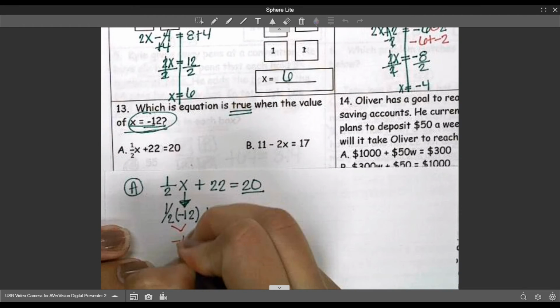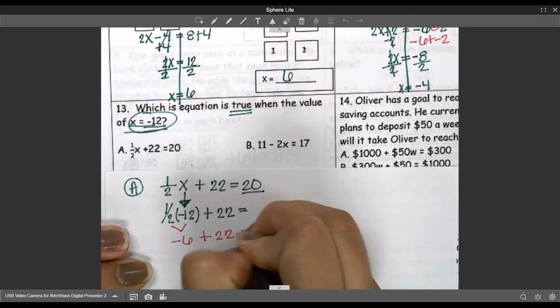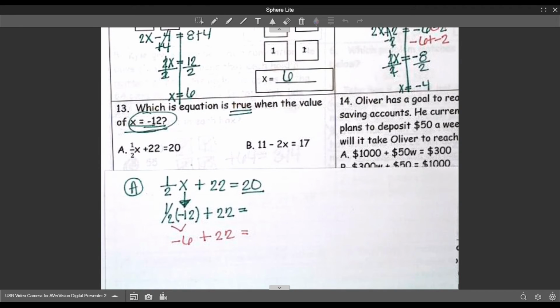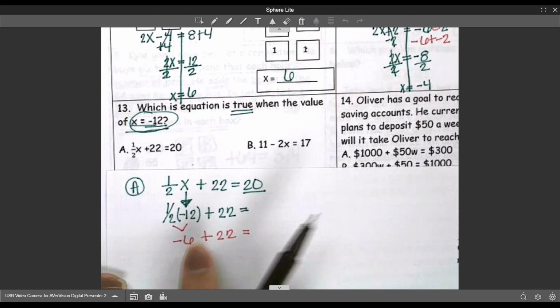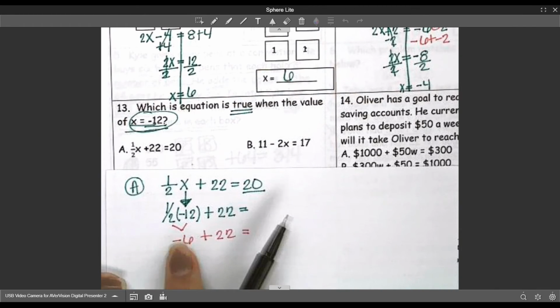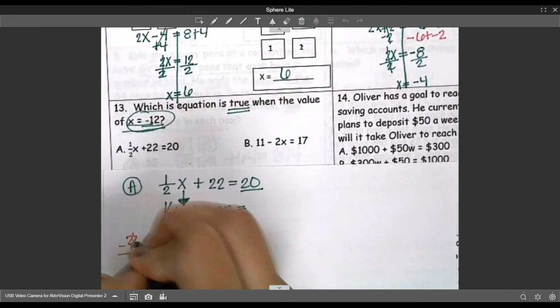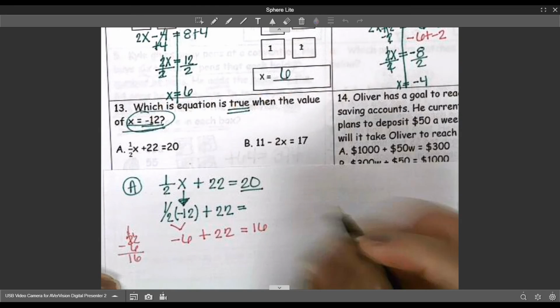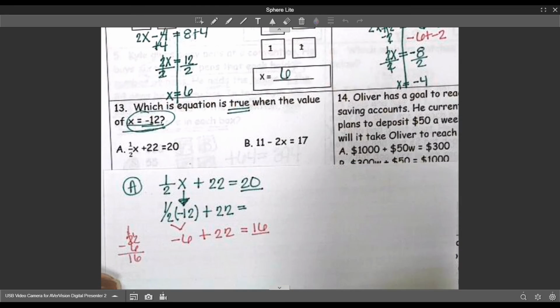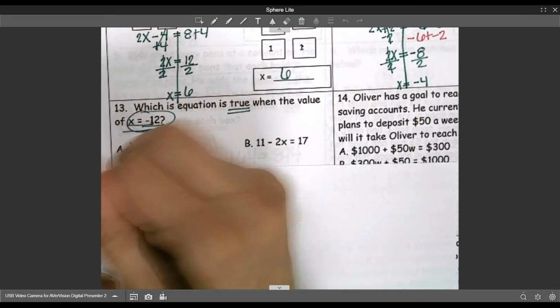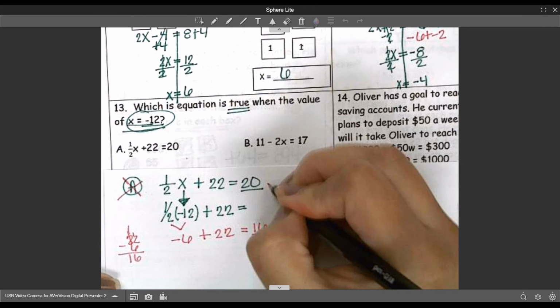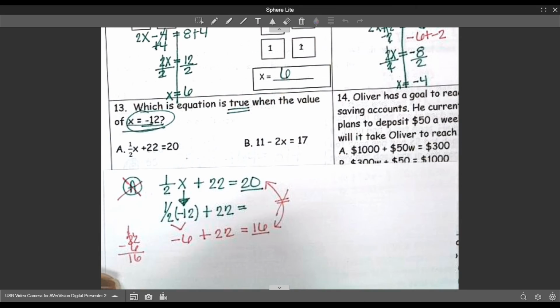Very good, negative 6. And what is negative 6 plus 22? That is correct too. It is 16. How come I'm not adding this plus, but I cannot add them because they're different? So you end up subtracting, and that's how you end up with 16. Did I get 20? No. So A is out. Okay, they're not equal. That's why it's not the answer.